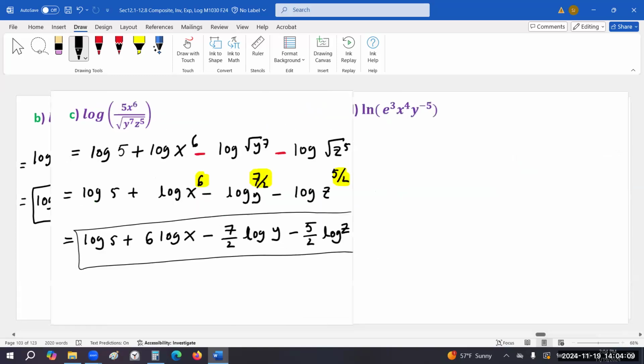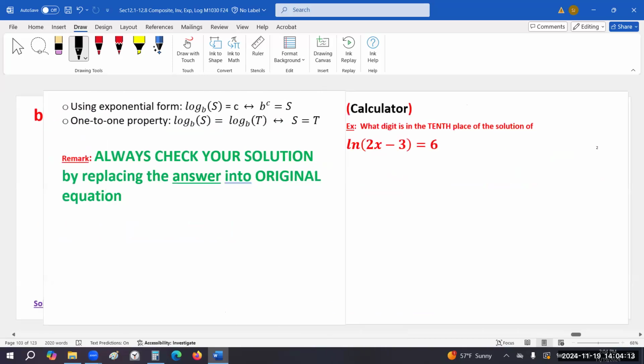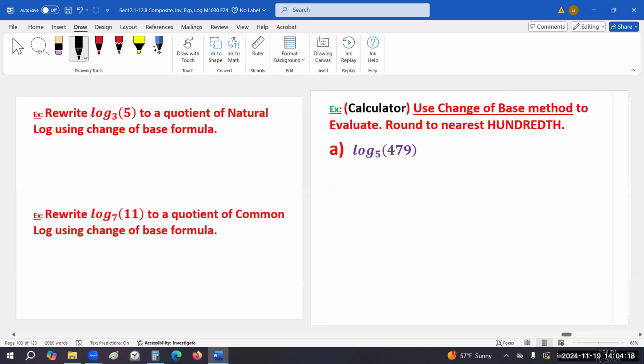So in our next class, we are going to do more rules, and then we are going to solve logarithmic equations.